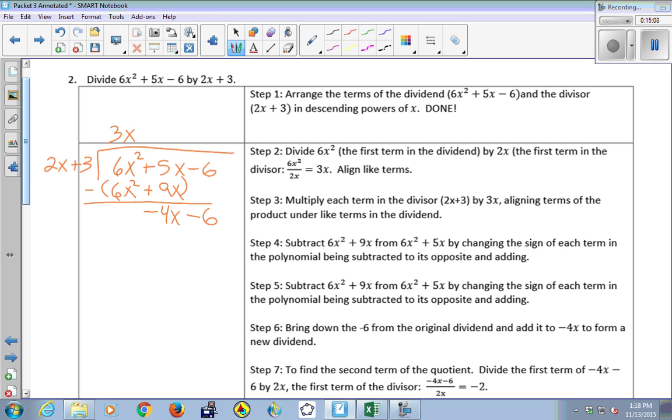You say, okay, what do I multiply 2x by to make negative 4x? Negative 2. So then I distribute my negative 2 to my 2x plus 3. Negative 2 times 2x is negative 4x. Negative 2 times 3 is negative 6. And I subtract. Negative 4x minus negative 4x is 0. Negative 6 minus negative 6 is 0. So I get a remainder of 0 here.